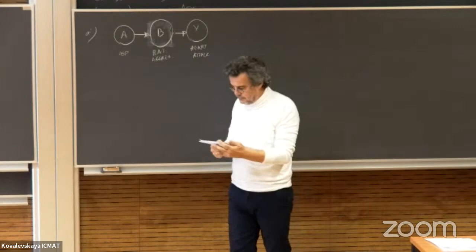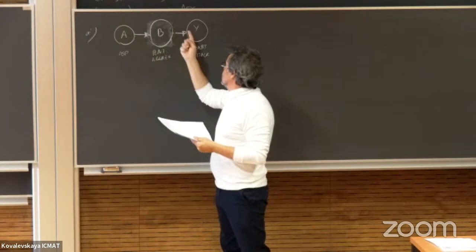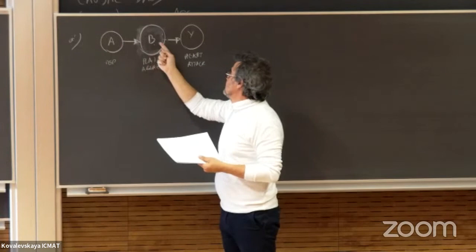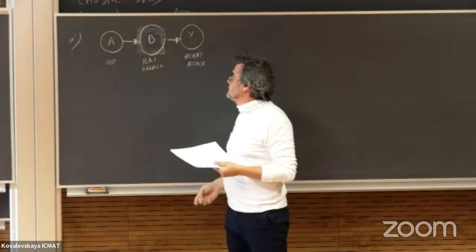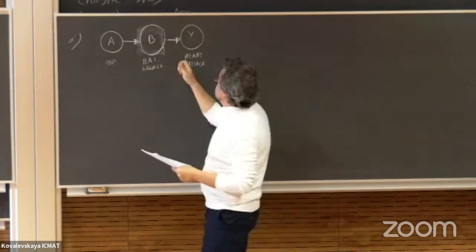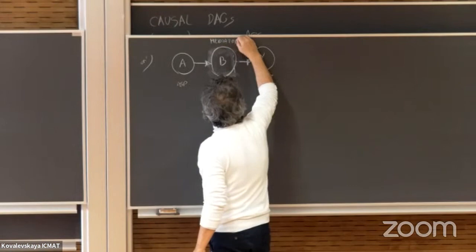So that basically says aspirin has an effect. This is a descendant, so this is the parent of this, and this is the parent of this. So this is the grandparent. Therefore, there's a causal effect. So aspirin has a causal effect over heart attack because it has an effect over platelet aggregation. So B is what is called a mediator, by the way.